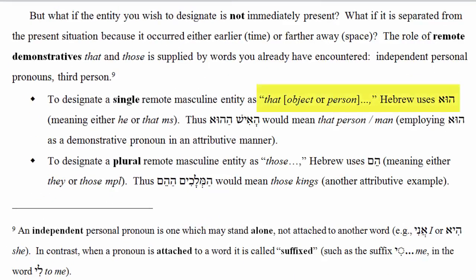So we see that to say that person or that man, we would say ha'ish hahu. That is a simple adjective description, not a complete sentence. Ha'ish hahu, that person or that man. If it's not an individual but a group, those, Hebrew would use the plural masculine pronoun heim. Can mean either they or those. So, Hamelachim Hahem would mean those kings. Hamelachim Hahem.